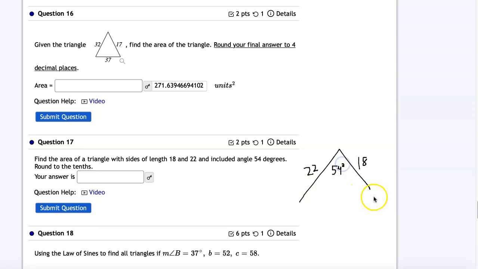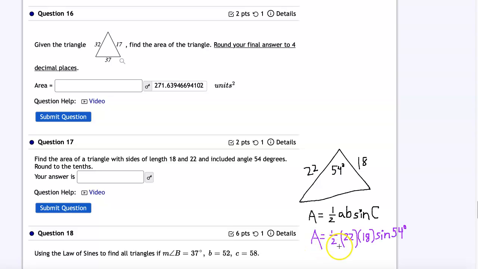And then we don't know what this other side is, but we don't need it because we can use the area is equal to 1/2 AB sine C formula, where A and B are the side lengths that we actually know, and capital C is going to be the included angle. So for our particular problem, when we fill in this formula, we end up with area is equal to 1/2 times 22 times 18 times sine 54.